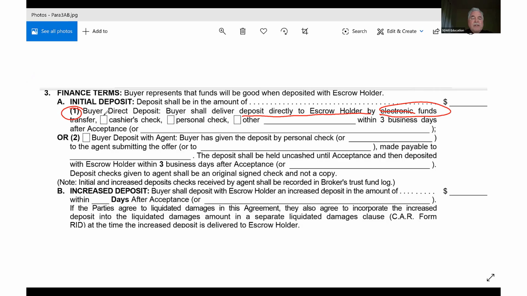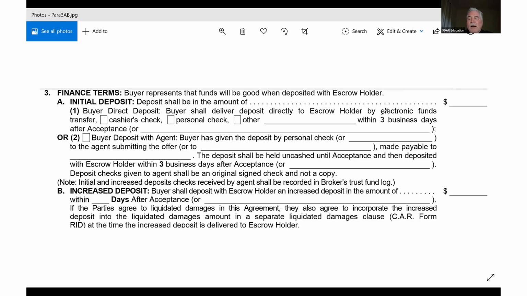Could be that the buyer wants to send a cashier's check. And by the way, the standard today is electronic funds. That's just more common than anything else, and that's why we put that first. Buyer could do a cashier's check, buyer could do a personal check, or whatever, bring in a wheelbarrow full of pennies. I don't know what they're going to do.